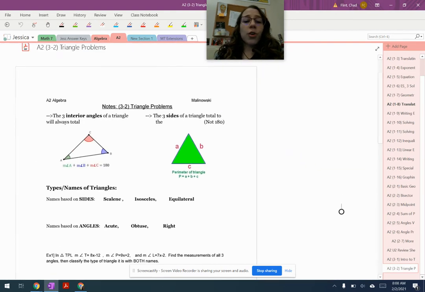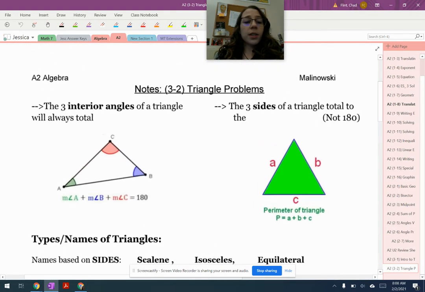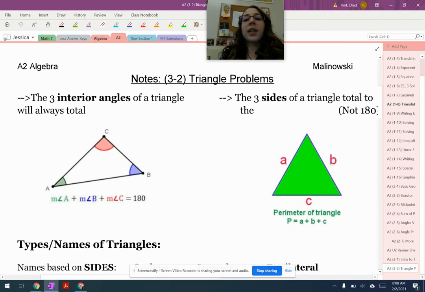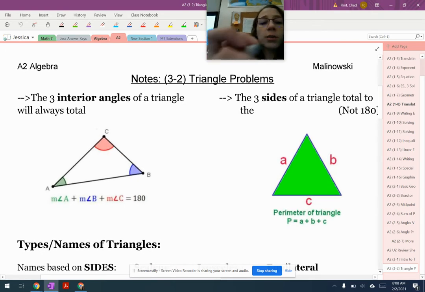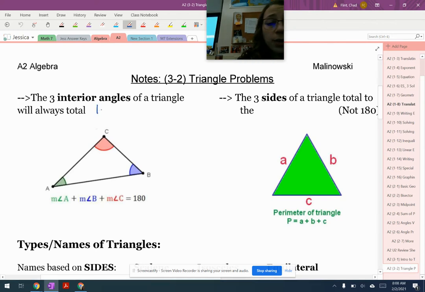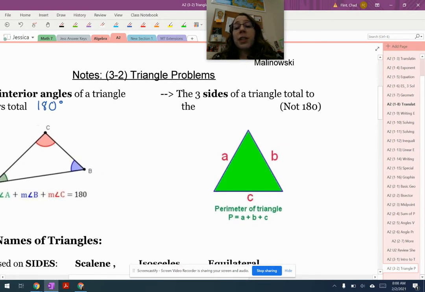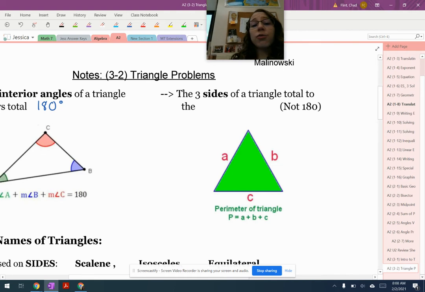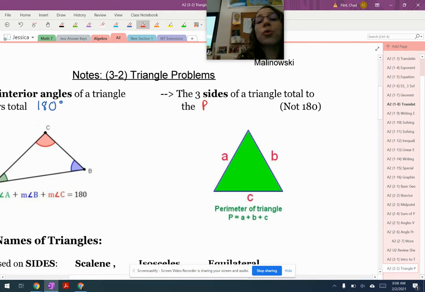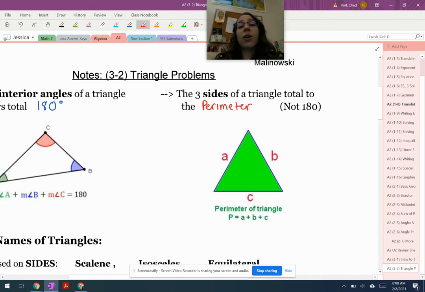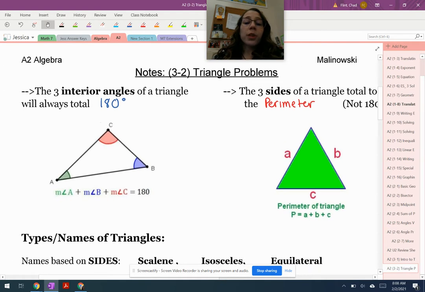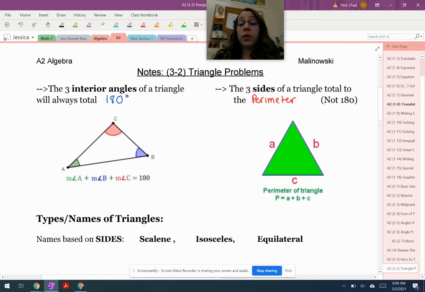So facts that you should know, or things that you want to be memorizing, is that the three interior, inside angles of a triangle will always total 180 degrees, as it says in that picture, versus keeping that separate from the three sides of a triangle totaling the perimeter, which is not going to be 180. The perimeter is going to change depending on what the problem says.